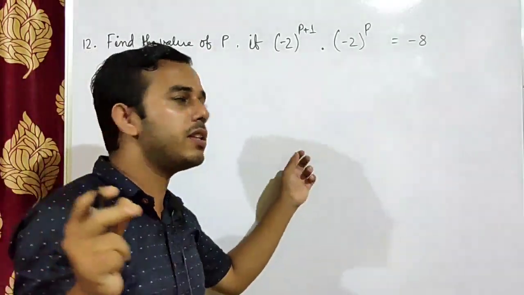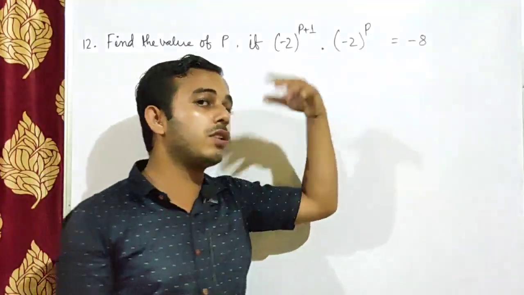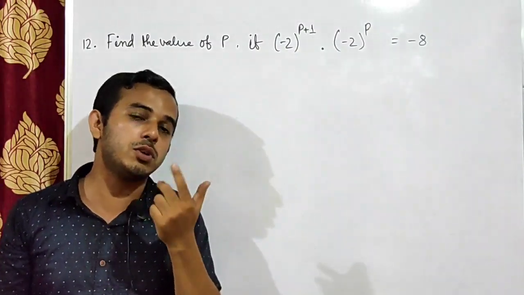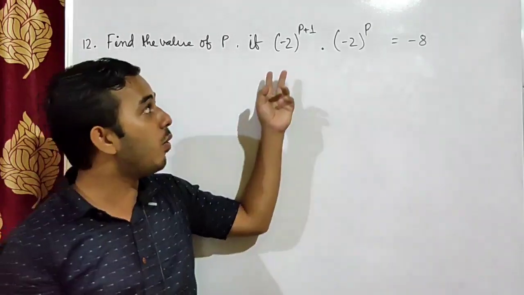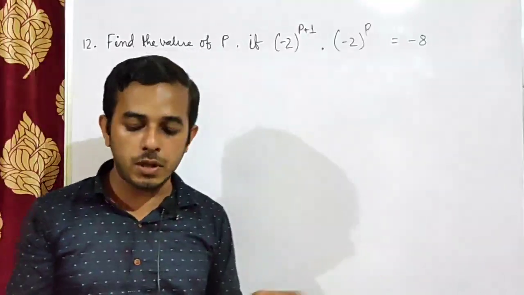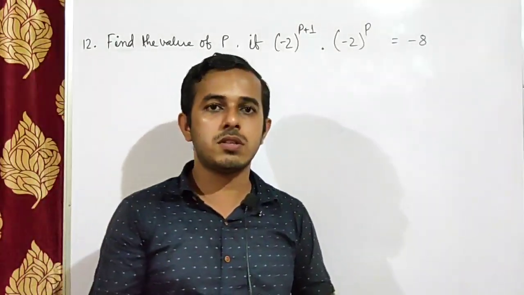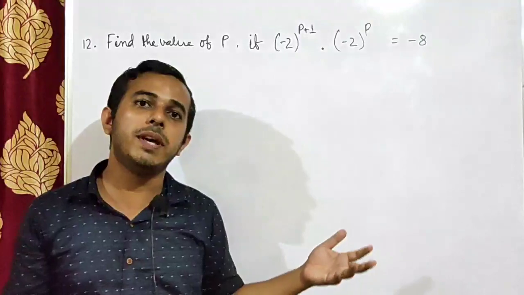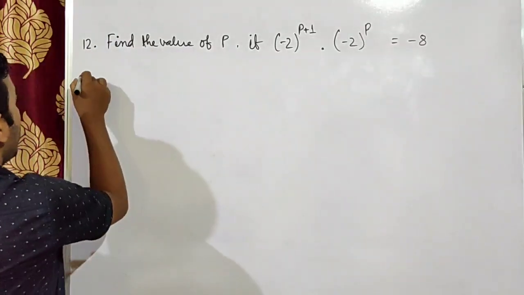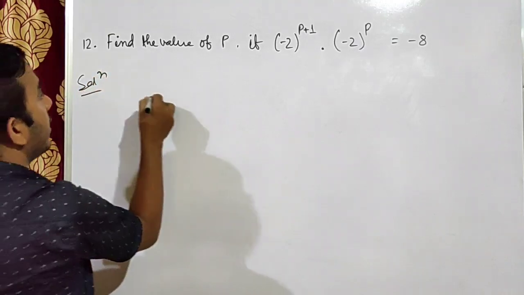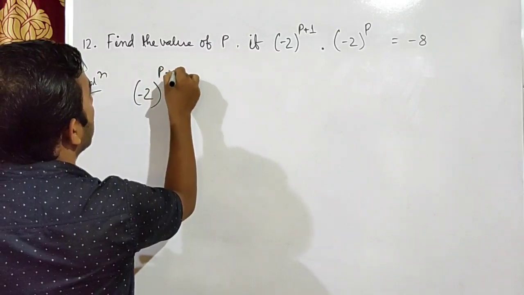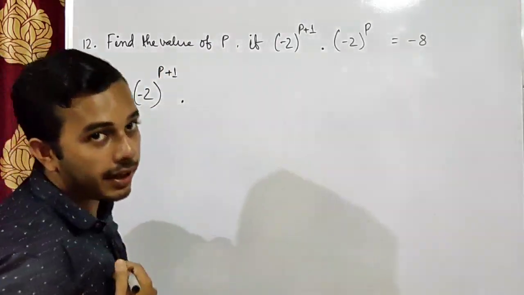Similar case. Just one thing here: in question number 7, the bases were the same. In that question, the base was 7. Here, the base on the left hand side is -2, and on the right hand side it is -8. No problem, we know how to convert the base, we know how to make the base the same, right? So let's proceed. The first thing, we have to write the expression: -2 to the power p plus 1, into -2 to the power p.